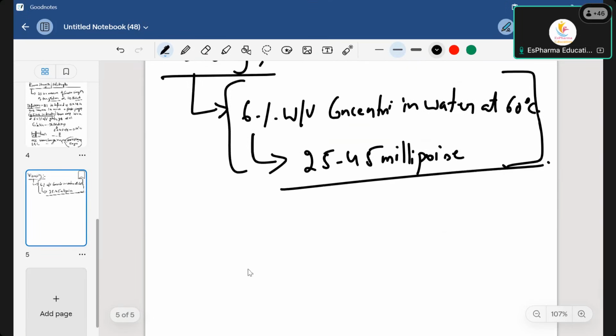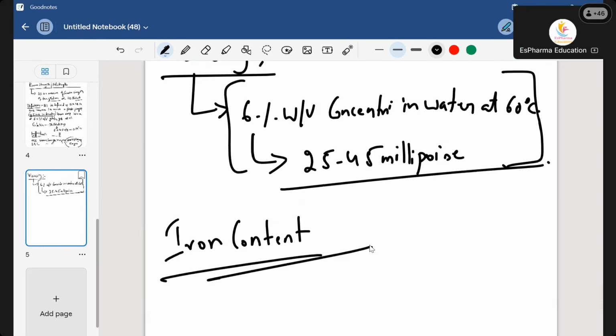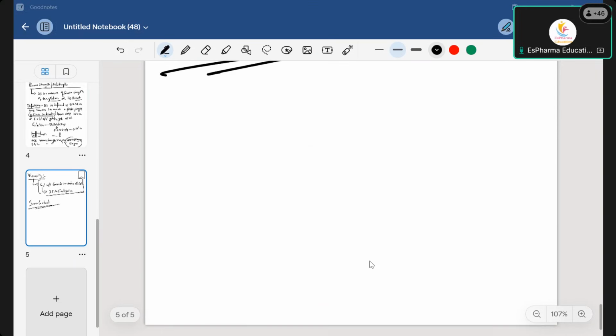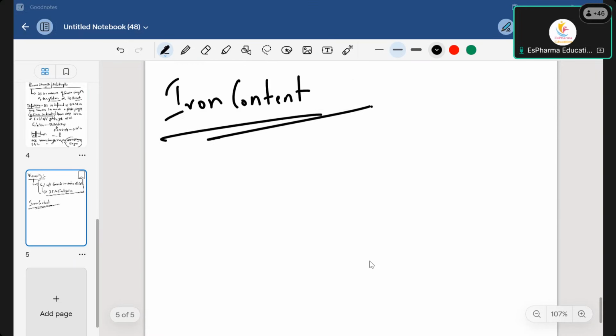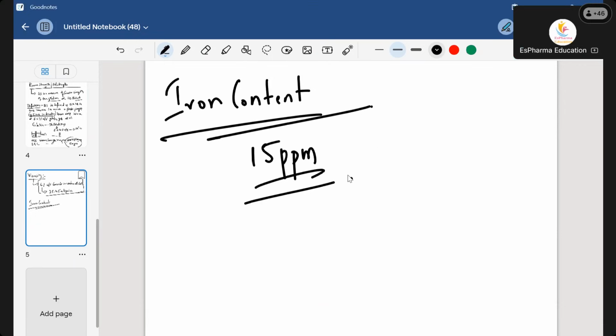And the last property you have to consider is iron content. Please keep the heading: iron content. Can anyone tell, you must have read this many times, what is the iron content of the gelatin? Iron content in the gelatin should not be more than how much? Excellent. It should not be more than 15 ppm. Why? Because of its possible effects on the dyes and the other organic compounds. So it should not be more than 15 ppm.